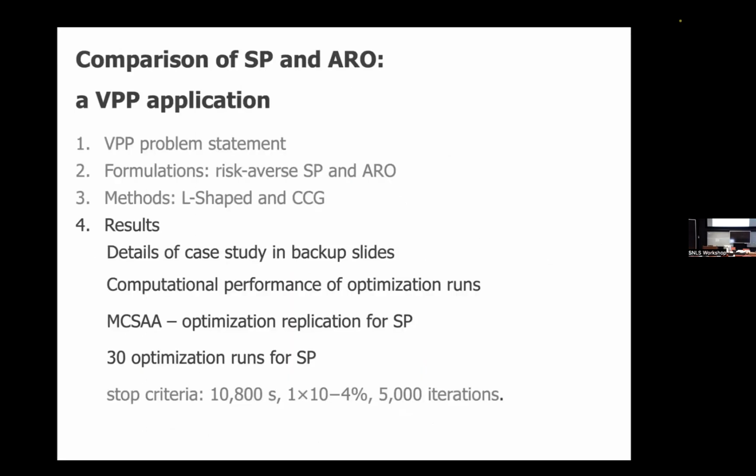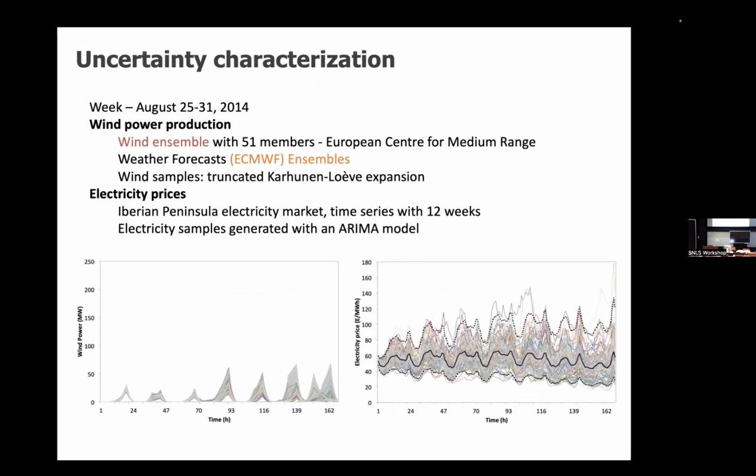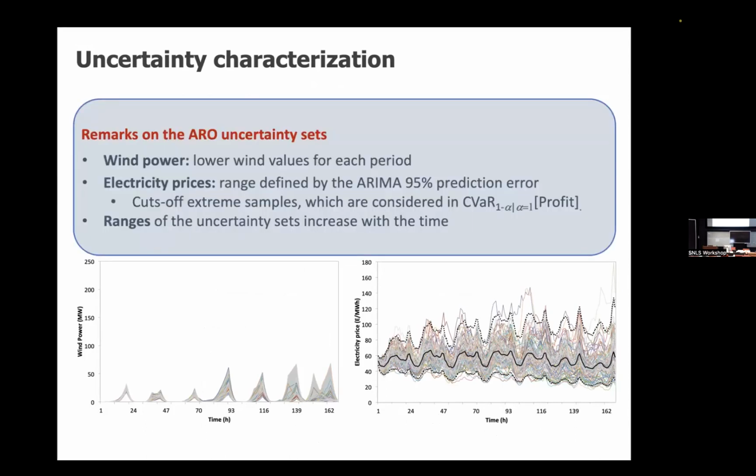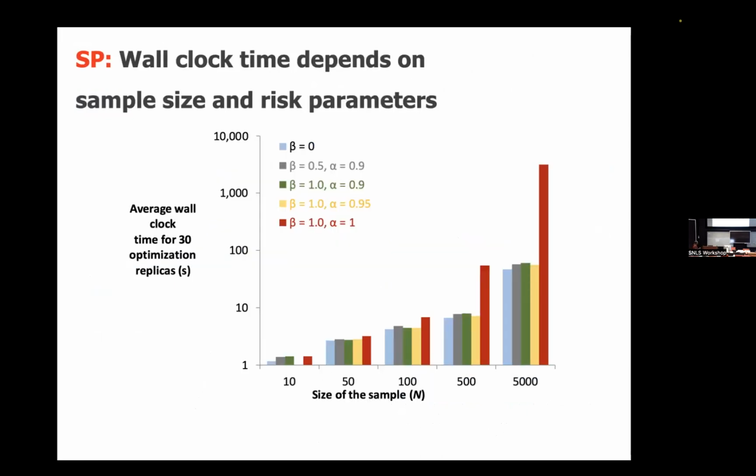There are some details here about the wind ensemble and the electricity prices. Basically these are the wind forecast, the forecast for the electricity prices, and this is the size of the problems comparing the stochastic programming and the adaptive robust optimization. But what I want to get to is here. Here we have the sample size n, the number of scenarios we include in the stochastic programming, and these computational times are the average for 30 optimization runs with 30 samples of 10, 50, 100, 500, and 5,000 scenarios.